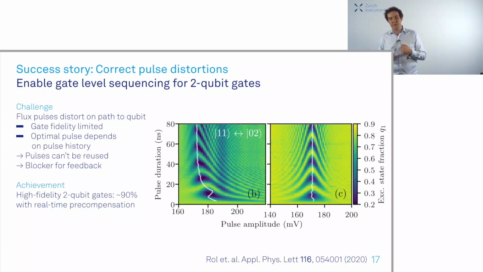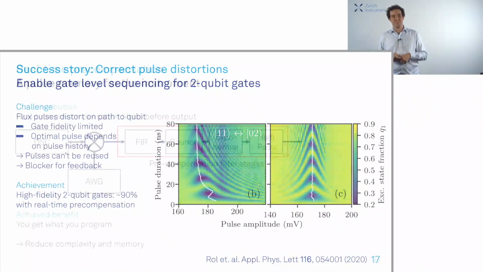And there's an additional problem: because these pulses have long transients, the optimal pulse shape actually depends on the pulse history, so whether you played several pulses before or not. This means pulses cannot be reused, and feedback is also not possible. What Leo now achieved is a real-time precompensation of this pulse, resulting in a nice and symmetric 2-qubit gate that worked with much better fidelity, on the order of about 90%. Again, essentially a great result.